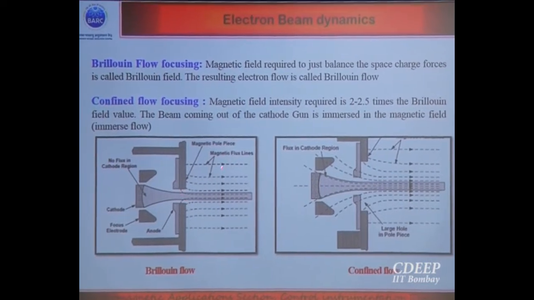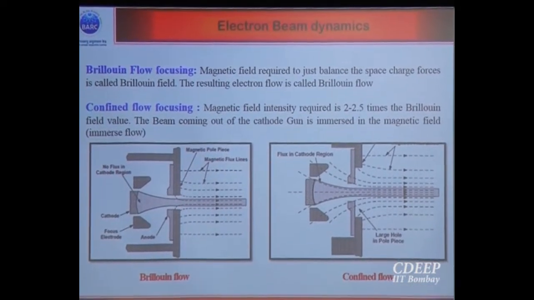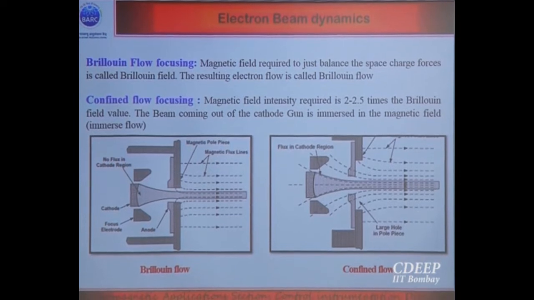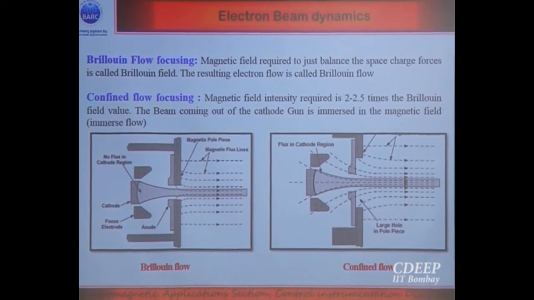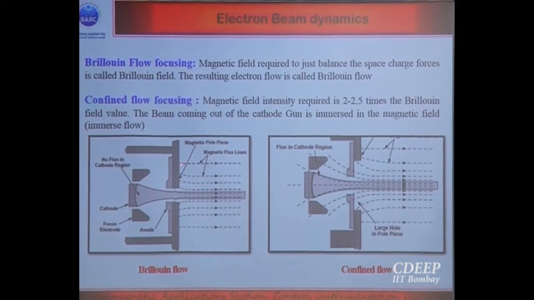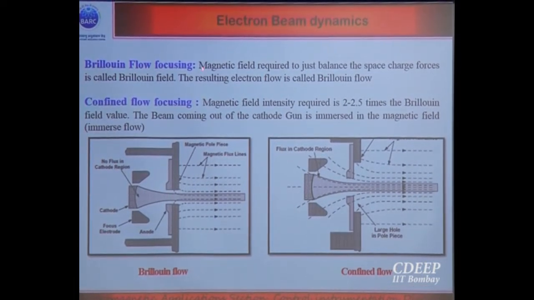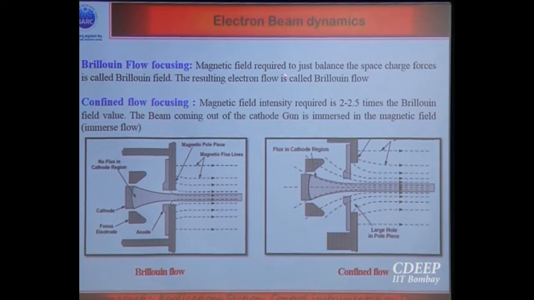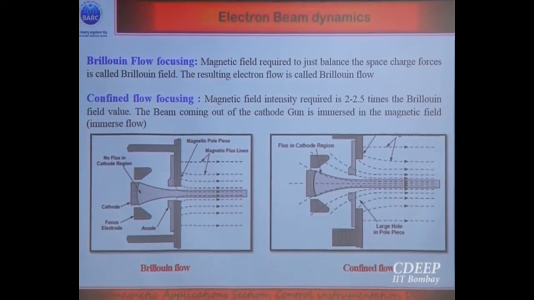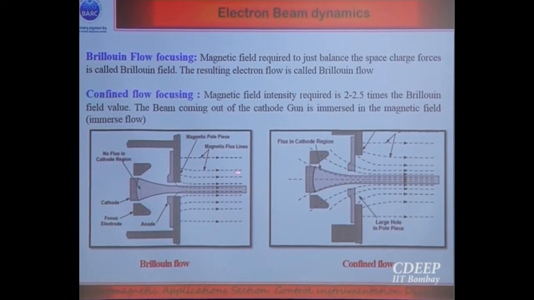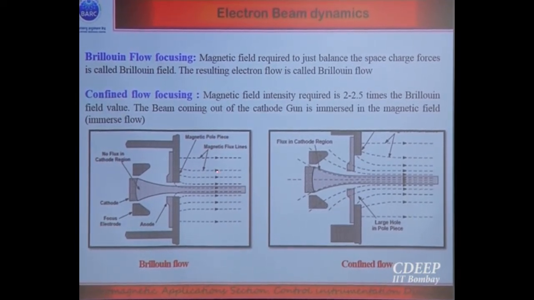So the beam, through electrostatic focusing, is coming till this point, and then we have to apply magnetostatic forces. The presence of RF fields also gives rise to some demodulation in the beam. So here the requirement is just to balance the space charge effects of the beam. That condition is called Brillouin flow focusing, where the magnetic field is required just to balance the space charge forces.